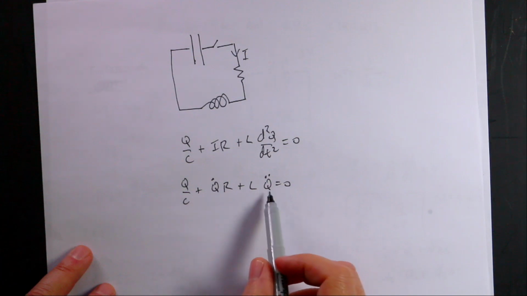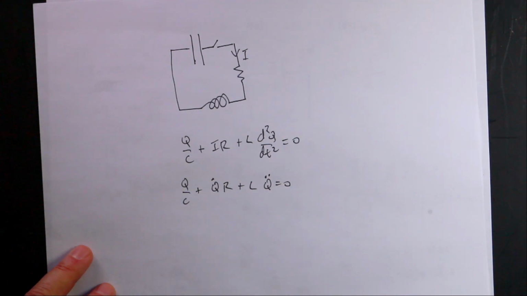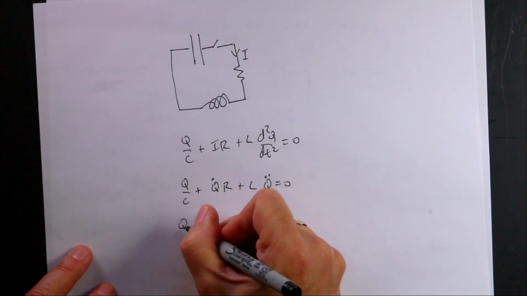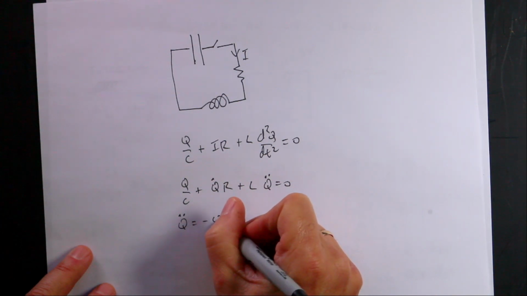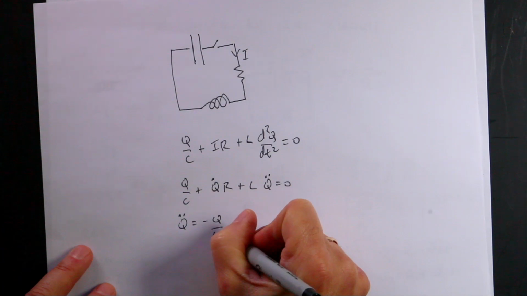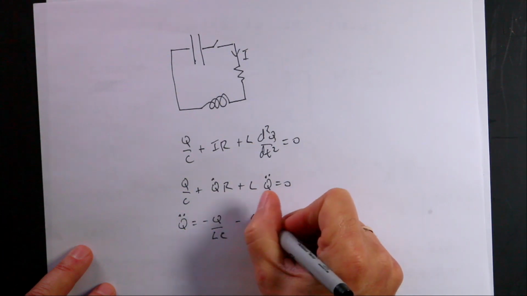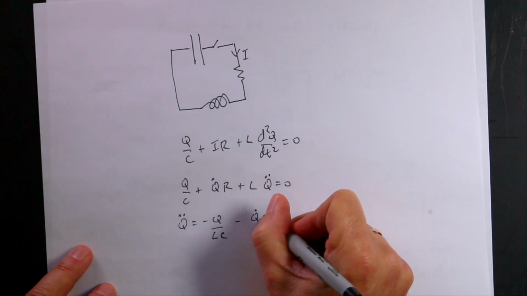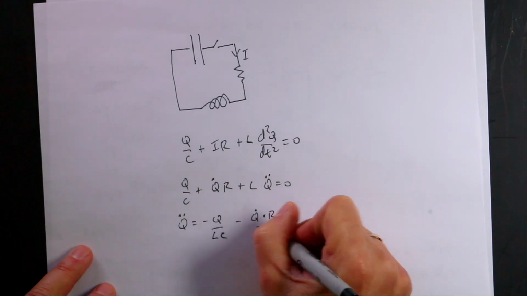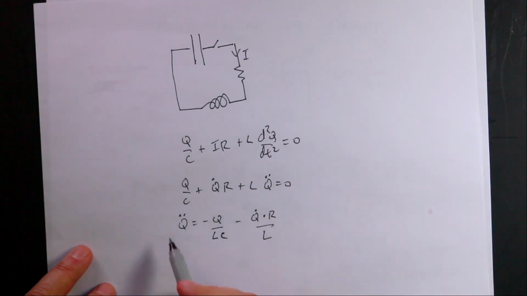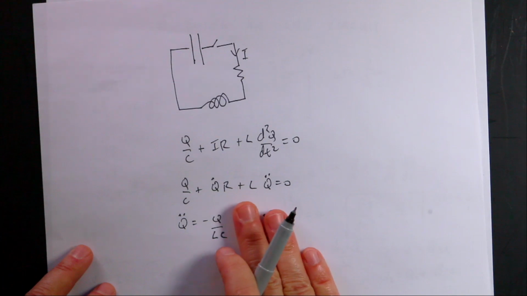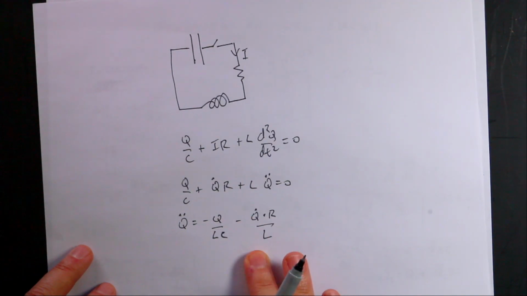Now I want to solve this again for Q double dot. Let's see if I get this right. So Q double dot is going to be equal to negative Q over LC minus Q dot times R over L. Is that right? Yeah, that's right. So now instead of just saying this, that's what I had before, I have this extra term. That's pretty easy to add in there. Okay, so let's just do that.